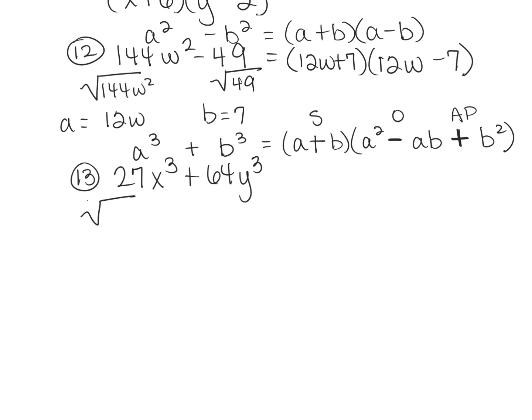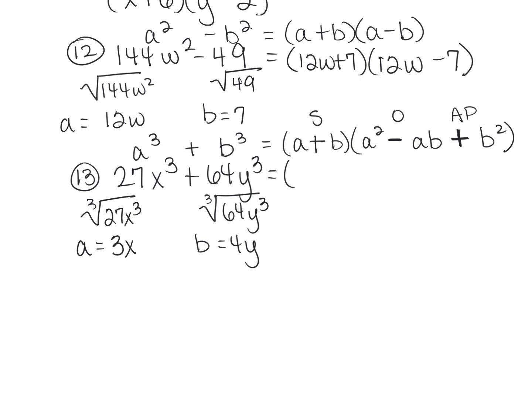So to do this, I take the cube root of 27x cubed. This is going to give me an a value of 3x. And then I take the cube root of 64y cubed, and that's going to give me a b value of 4y. So I plug this in. My a is 3x, my b is 4y.